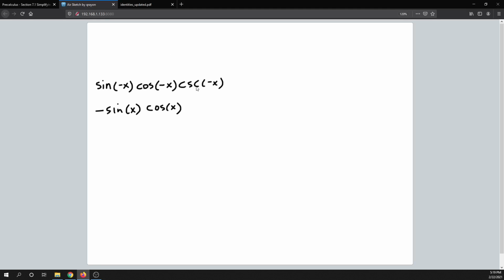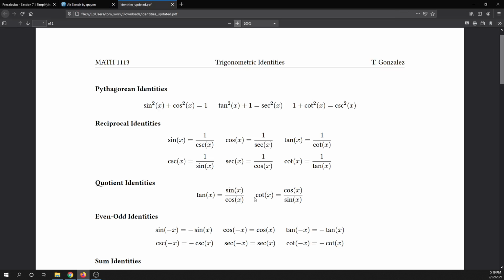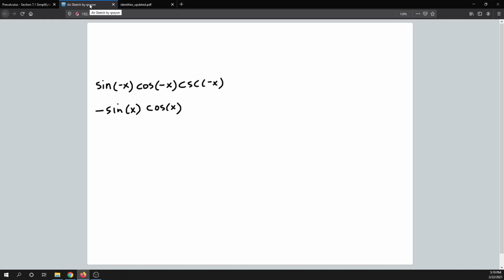For the cosecant of the opposite of x, looking at the even odd identity related to it, the cosecant of the opposite of x is the opposite of cosecant x. So I'm going to write that with parentheses so it doesn't look like subtraction. If I don't put those parentheses around there, then it could look like I am subtracting instead of multiplying there.